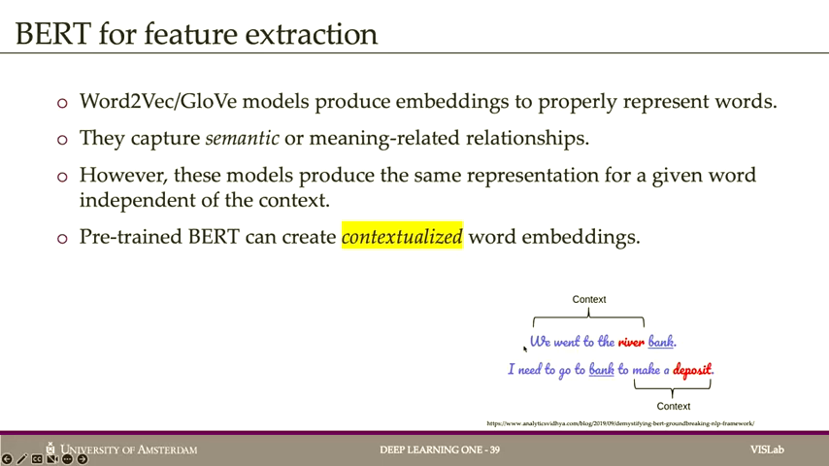We have two sentences. The first is, "We went to the river bank," and the second sentence is, "I need to go to the bank to make a deposit." If you ask models like Word2Vec or GloVe to give you the word embedding for "bank," they will give you the same representation in both sentences. But if you ask BERT to do that, it will give you different representations, because BERT can actually create contextualized word embeddings. So basically, BERT is trained to take a look at the context.